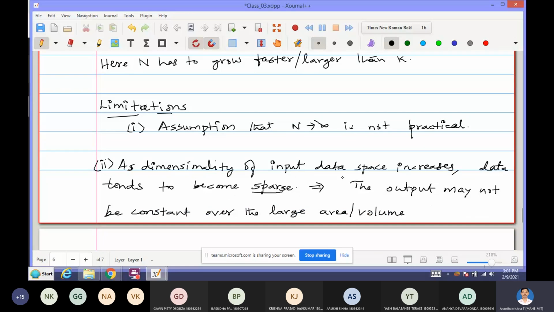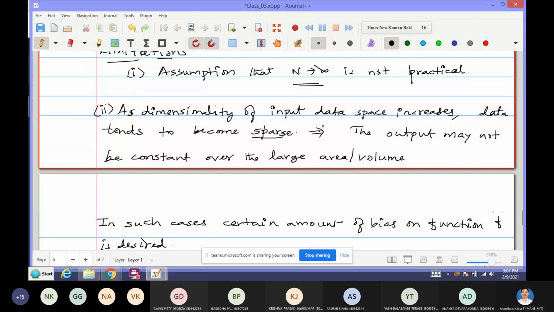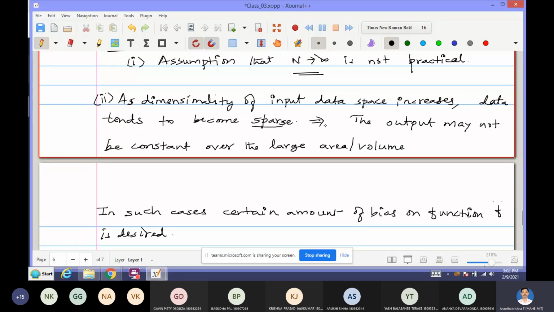Coming to certain limitations. The previous assumption that n tends to infinity is not actually practical, because we don't have an infinite data set in any given problem. And the dimensionality of the input data space, this is an important point. If it increases, then the data becomes more sparse. That means a lot of vacant space is created because of the increase in the dimensionality of the input data space.